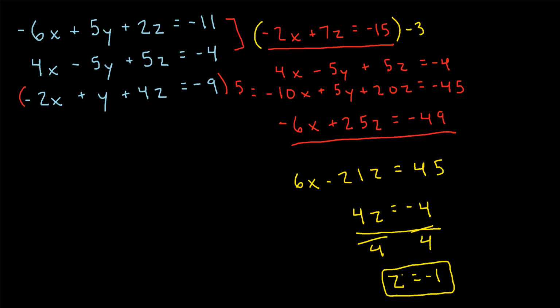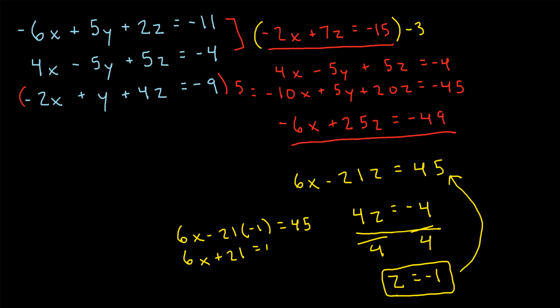Now that we know z, we can work backwards and say, let's plug in a negative 1 right here. So we would get 6x minus 21 times negative 1 is equal to 45. And we'll be able to solve for x. So we have 6x plus 21 is equal to 45. If we subtract a 21 from each side, we'll get 6x is equal to 24. And if we divide both sides by 6, we can see that x is equal to 4.